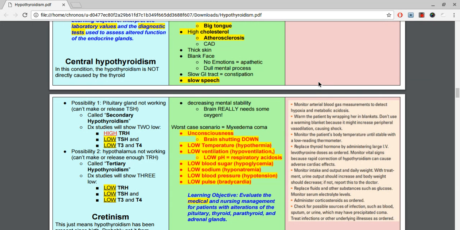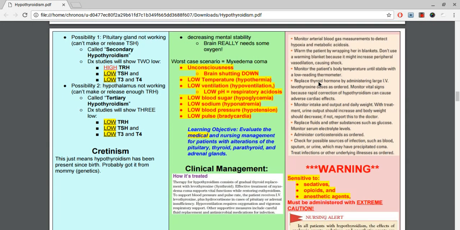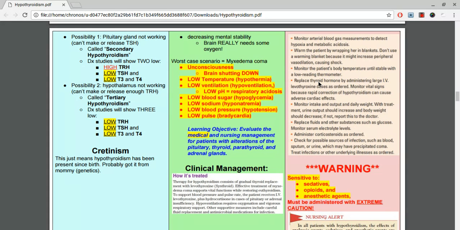Don't use the electric warming blankets, because this is going to increase the peripheral vasodilation, which is going to cause shock to the patient because this patient is already getting low perfusion to the vital organs like the heart and the brain. So if you suddenly put some really hot, burning hot blanket on them, like an electric blanket, then that's going to dilate their peripheral blood vessels and get less blood to the vital organs. Monitor the temperature until it's stable with a low reading thermometer.